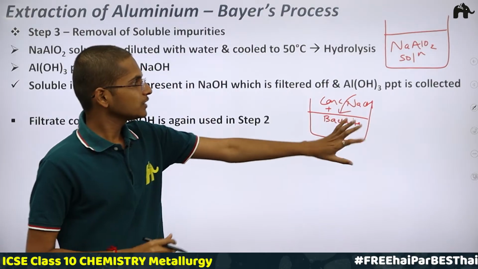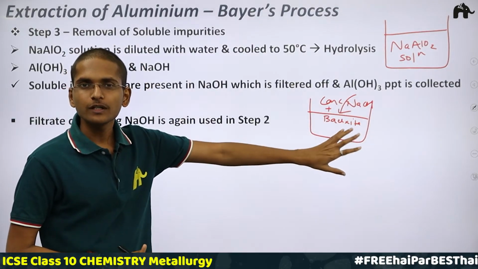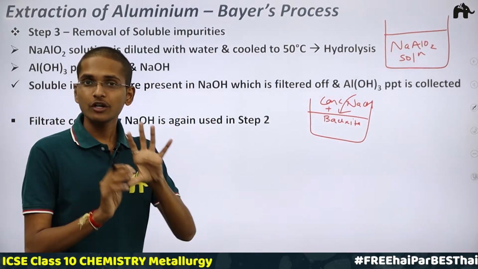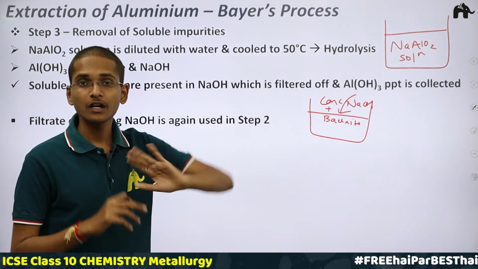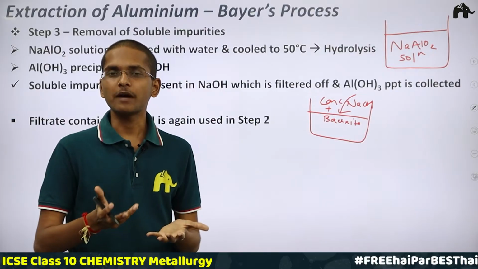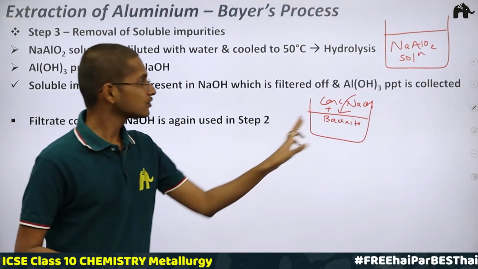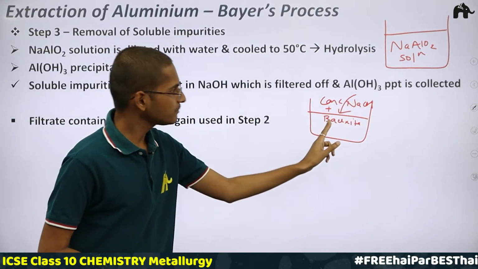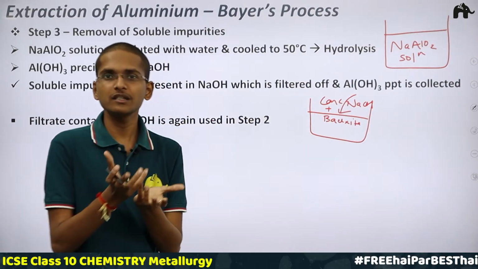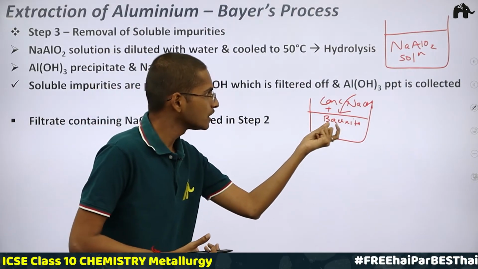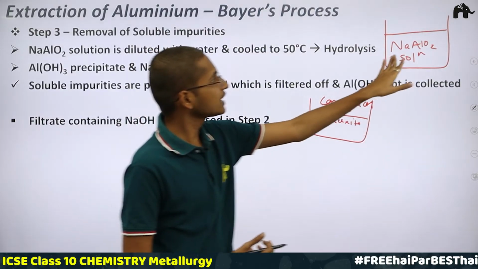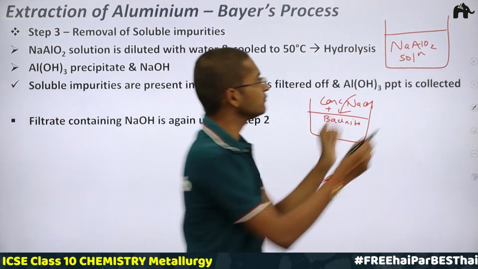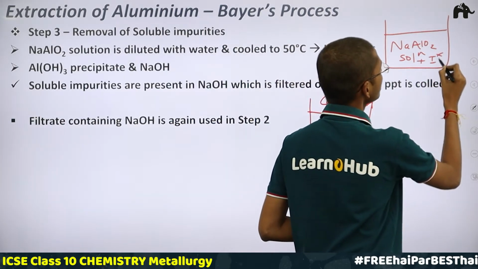We know that the part which is insoluble is simply the impurities, because our aluminium is in the soluble part. That's why we have extracted the soluble part. But there may be some compounds present in the bauxite which may also react with sodium hydroxide, because our bauxite is impure. They may even react with this sodium hydroxide and get dissolved also. So in this NaAlO2 solution, there may be some soluble impurities as well.